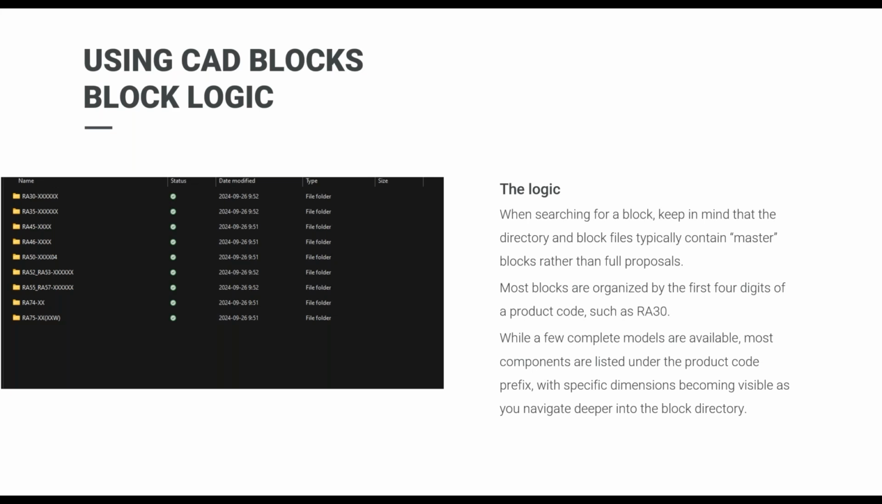Blocks are organized by the first 4-digit product code, as you can see though. So RA30 in Rousseau language means a housing. So you could select a housing by drilling into that block. A drawer or RF31 would operate the same way. Now there are a few models available, which we often would refer to as a typical or something easy to use, but we'll come to that in a minute.